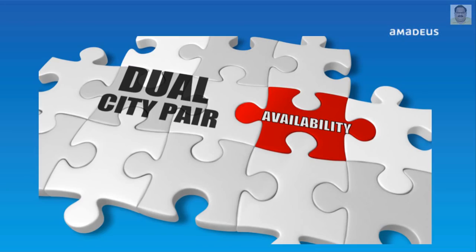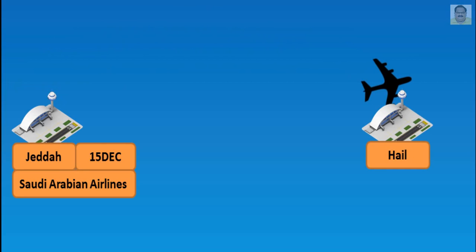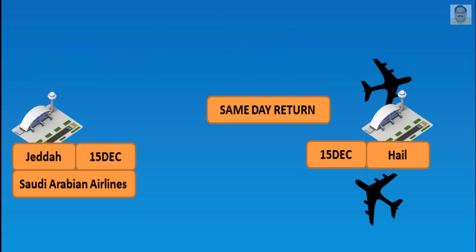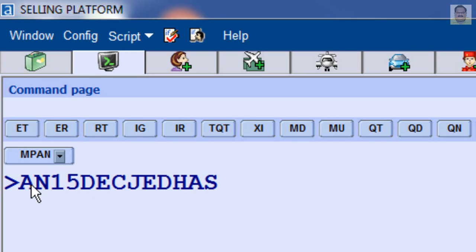Dual availability display for same-day return, for example, departure from Jeddah to Hail on December 15 by Saudi Arabian Airlines and return on the same day. Enter AN, date December 15, from Jeddah to Hail, letter A, and airline code SV, and asterisk symbol only.